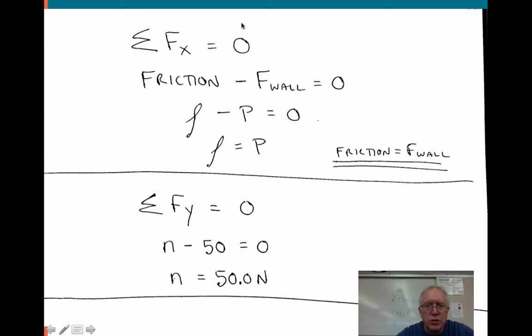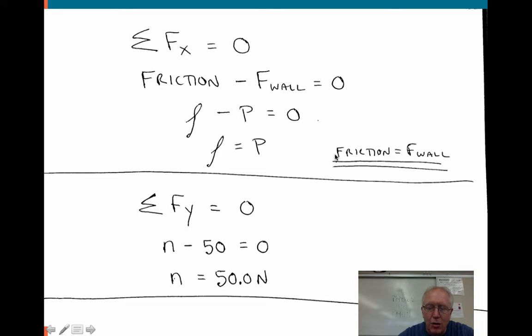The sum of the forces here. This was the second condition, that the forces would balance out to 0. So in the x direction, the forces have to be 0. And that means that the friction, which they use the letter F for, the friction working in one direction minus the force of the wall is equal to 0. So with their terminology here, the friction minus the P force of the wall is equal to 0, and that means that friction and the force of the wall are equal to each other.